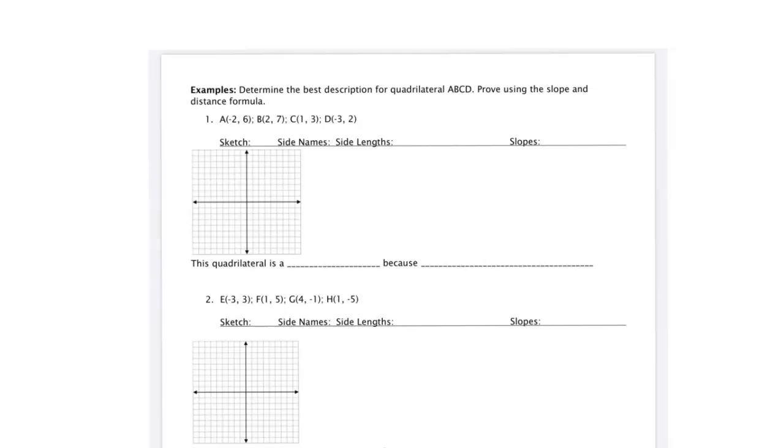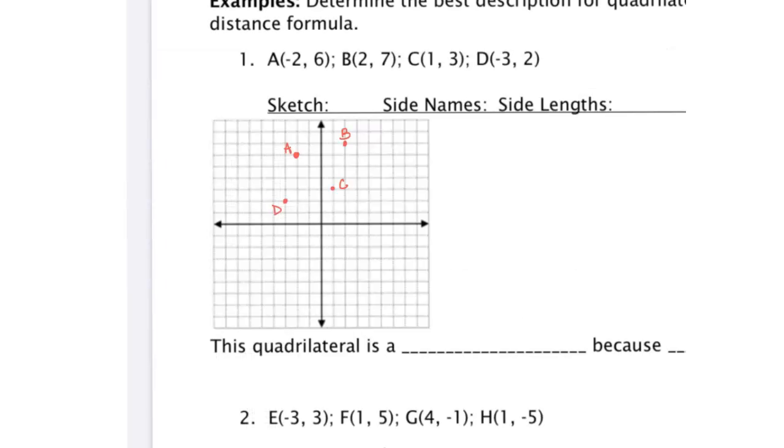So I'm going to plot the points. I've plotted the points A, B, C, and D. You will always want to plot the points for these types of problems. If they give you the ordered pairs, plot them. And in addition to just plotting the points, label them. So this was point A, point B, point C, and point D. Again, these are big important things that you must do for these problems so that we don't get confused.